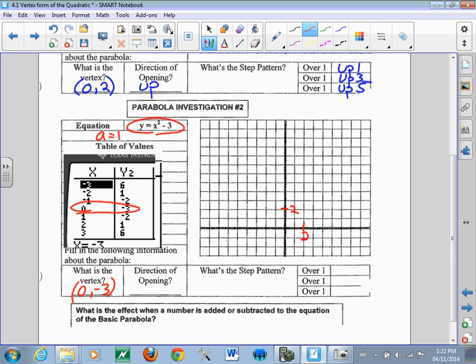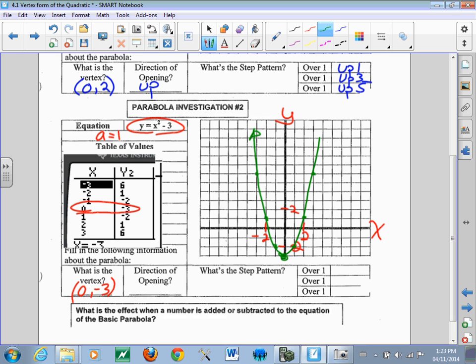So to get started, we're going to label our axes. And here we go. My ordered pair for my vertex is 0 and -3. So I start there, and from that, I do the same step pattern because A is still 1. Over 1, up 1. Over 1, up 3. Over 1, up 5. Same on the other side. Over 1, up 1. Over 1, up 3. Over 1, up 5.